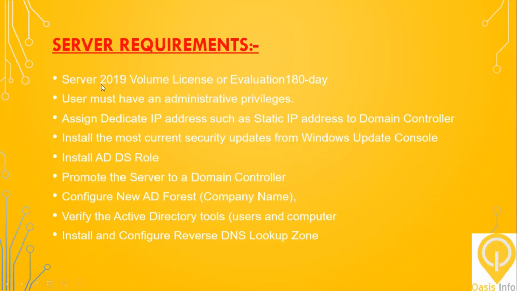So as you see, this should be a licensed Windows Server or the trial pack, and the user must have administrative privileges. We need to assign a dedicated static IP address to the server, and also make sure we update all the Windows updates. Then we can install the Active Directory Domain Services role. So let's verify the username, whether it has administrative privileges or not. Then we will assign the IP address.